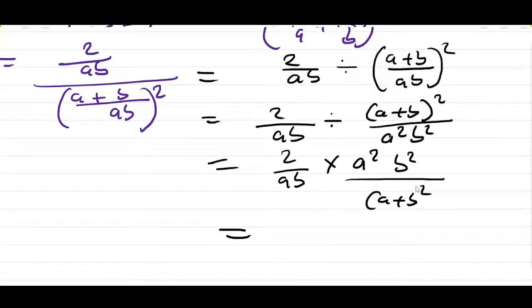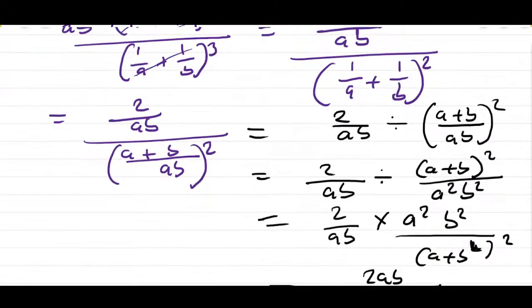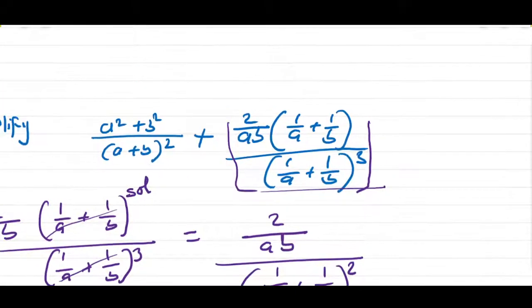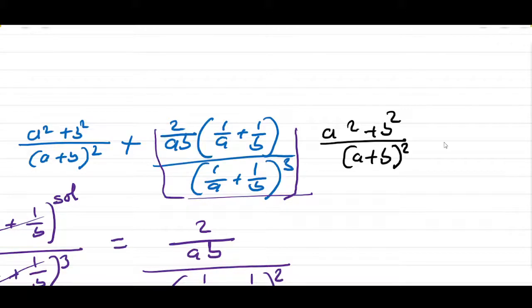We'll be having 2ab above, and then we'll be having a plus b, oh, what did I write? This is a plus b all squared. So that is what this part gave us. This part here is giving us a squared plus b squared all over a plus b squared, but the second part here is giving us 2ab all over a plus b squared.